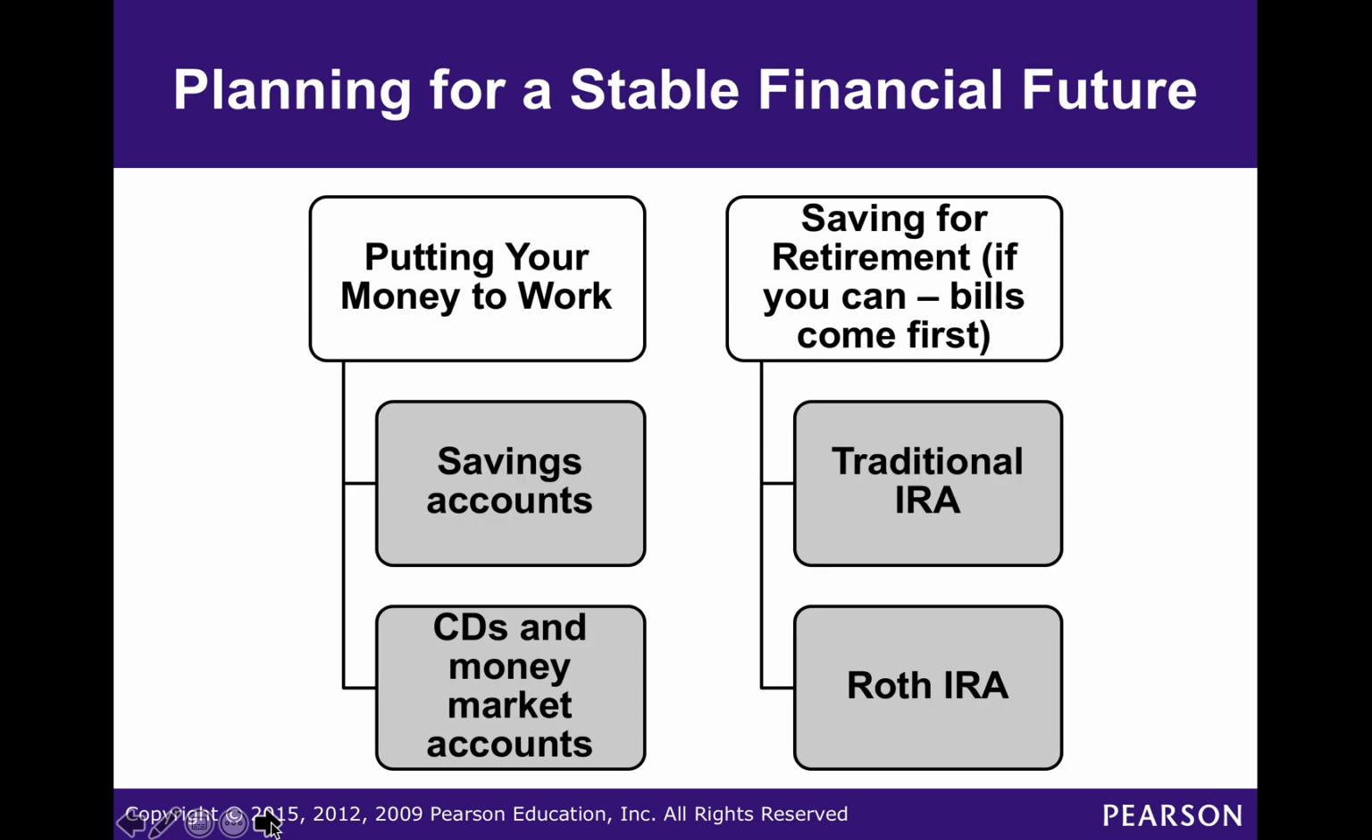So, planning for a stable financial future. Putting your money to work. It's good to have a savings account and also think about having CDs and money market accounts. And saving for retirement, if you can; bills come first. You can do a traditional IRA or a Roth IRA. These IRAs are special savings accounts where you need to deposit a specific amount every year. But in the end, when it's time to retire, these accounts can have a lot of money, depending on how young you start saving.